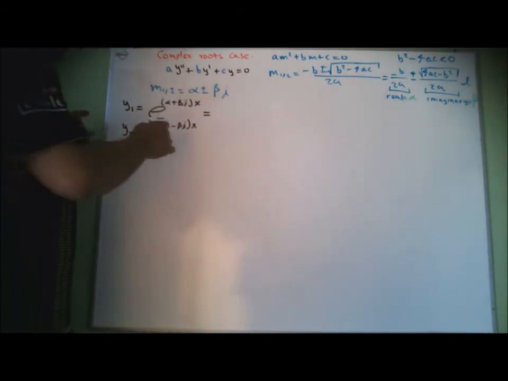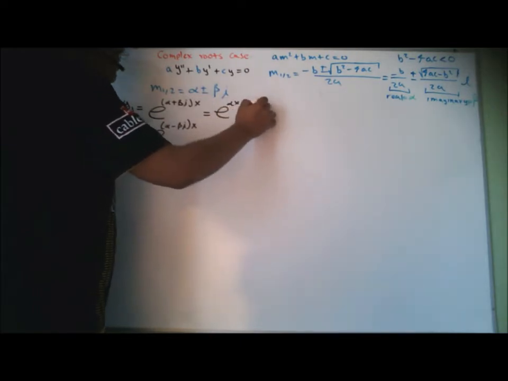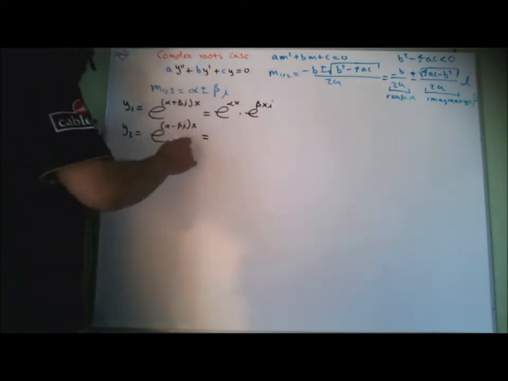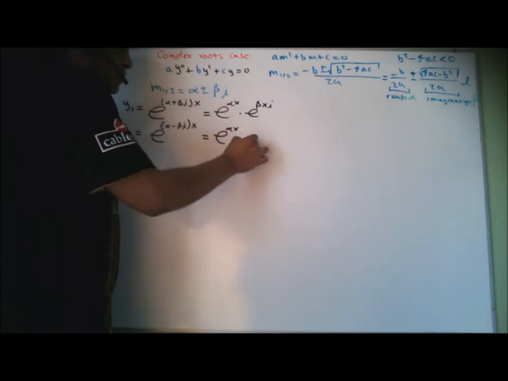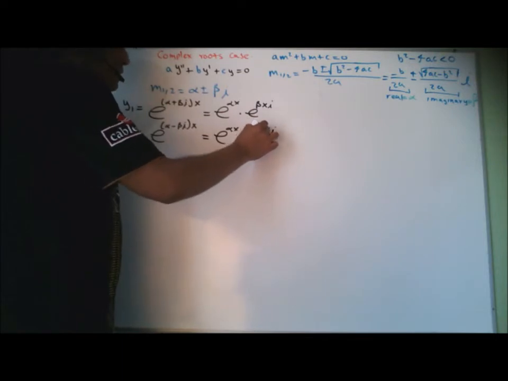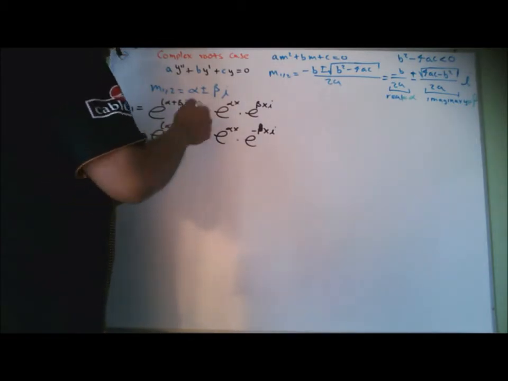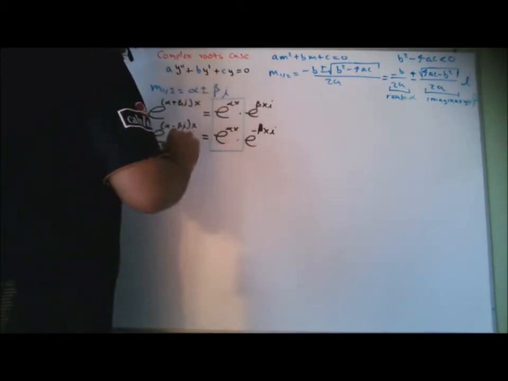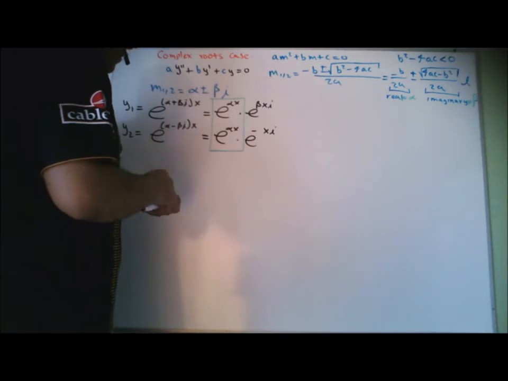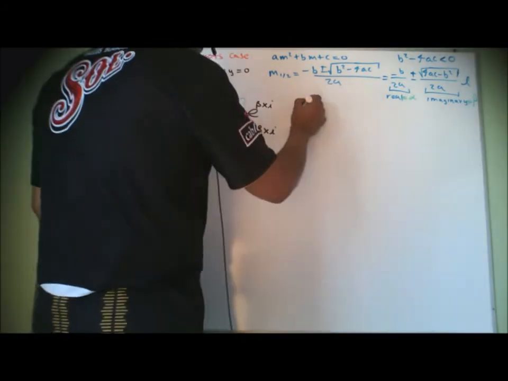Okay, so I think we can split this exponential into exponential of alpha x times exponential of beta xi. The same in the other: exponential of alpha x times exponential of minus beta xi. As you can see here, this is the same for both solutions. The only difference is that this is positive and this is negative, minus beta x. And I write it like this because I'm going to use the Euler formula.